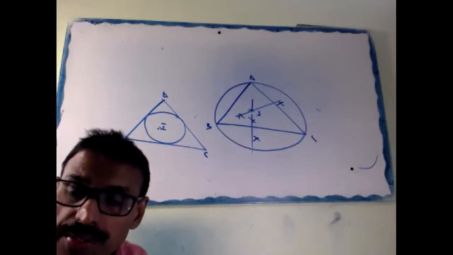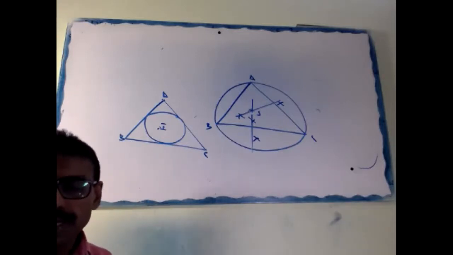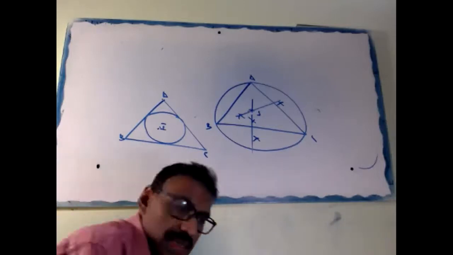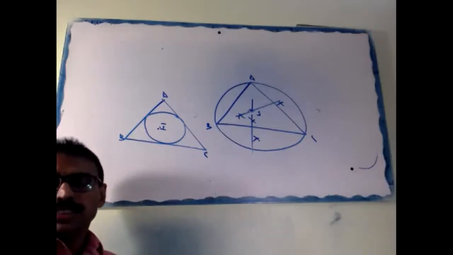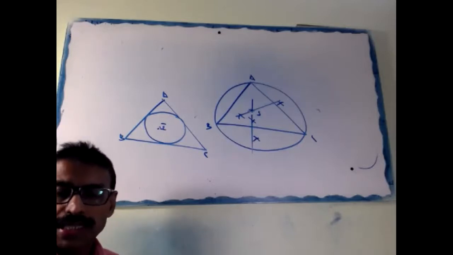Intersection of the altitudes. Correct or no? Altitudes intersect at a point. One more there is centroid. Centroid is the medians intersecting at a point. That is called centroid. Okay, these are the four points in a triangle.